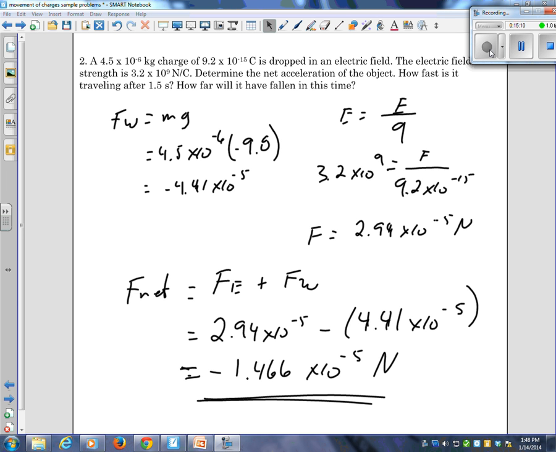Okay, so there's our net force. What did I do? I found the weight force, 4.41 times 10 to the minus 5. That's a minus 4.41. I found the E equals F over Q.